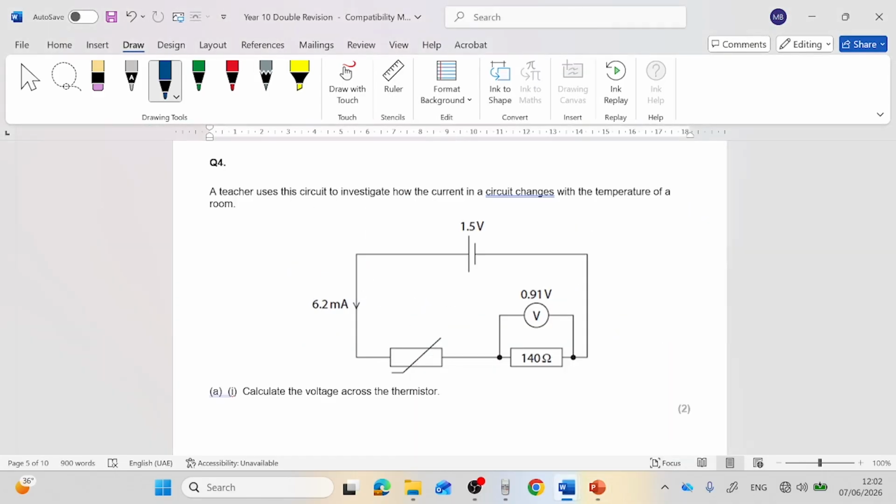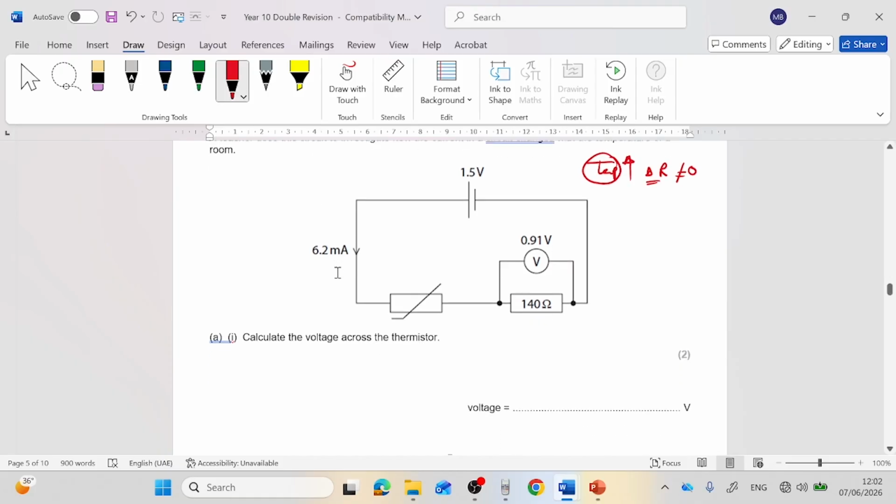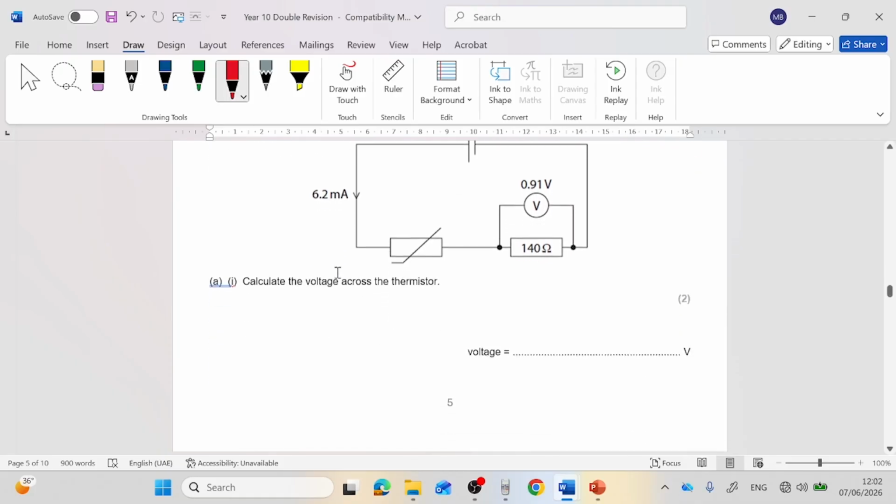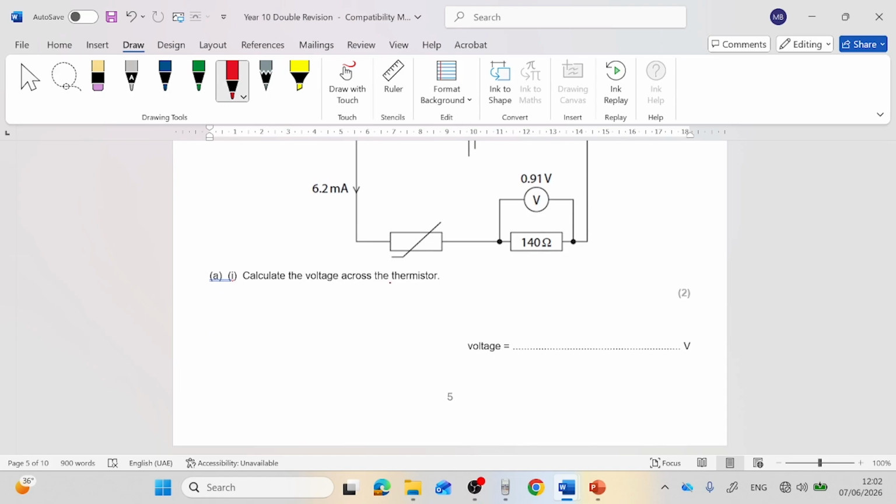So let's try to answer this part. A teacher uses this circuit to investigate how the current in a circuit changes with temperature at the room. We said that as the temperature increases, the value of the resistance changes. So it is not zero. It changes. Delta means there is a change. So this means that Ohm's law will not be valid, or the relation will not be linear, right? Calculate the voltage across the thermistor.